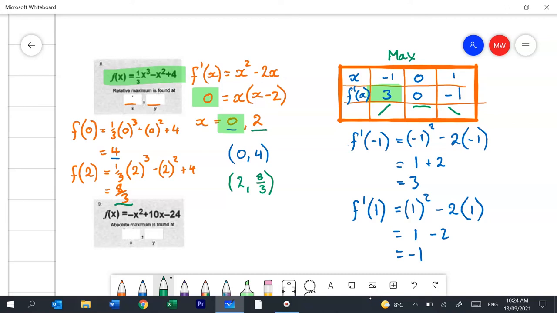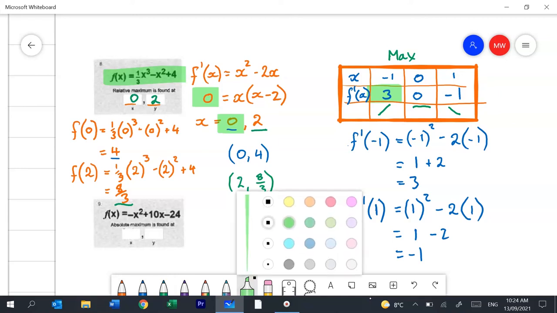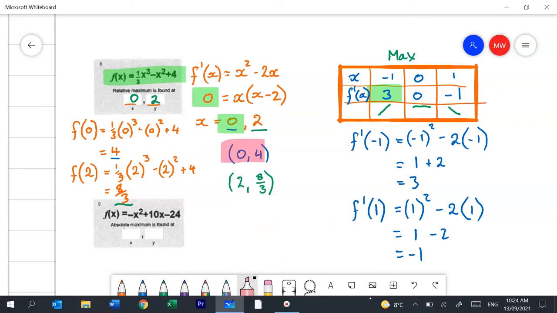So it is at 0, 2. Okay, so you've got to come back and you've got to pick up the actual set of coordinates. Oh, sorry, it's 0, 4, isn't it? Made a mess of that right at the end.